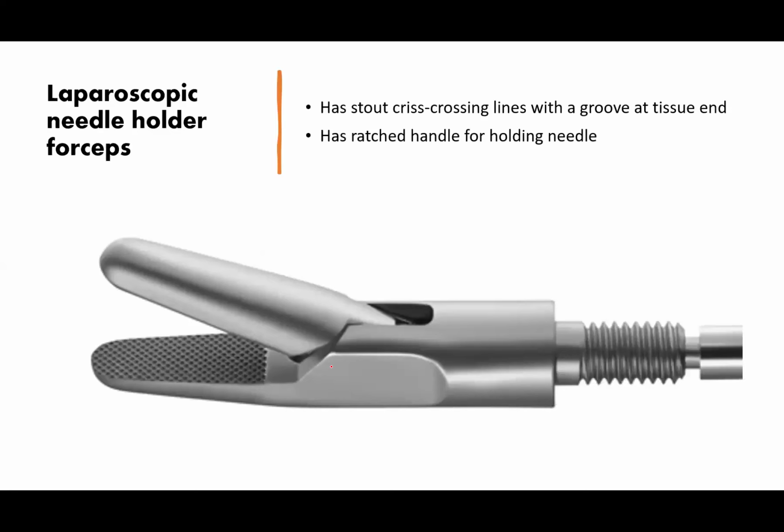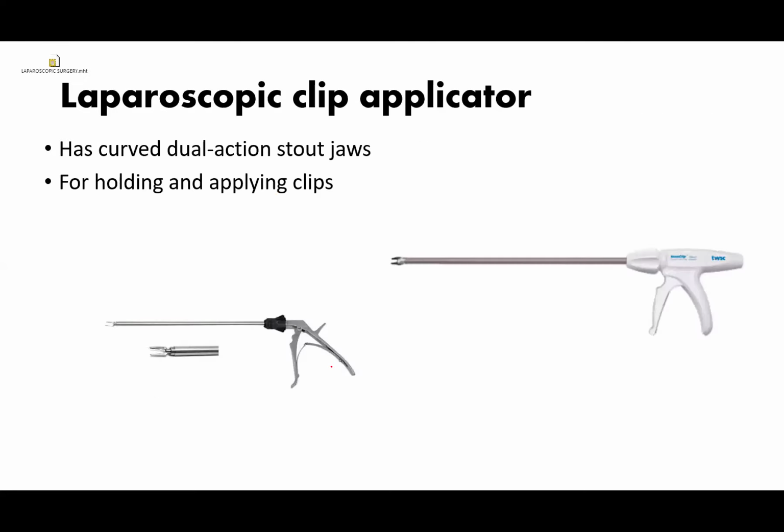Now the needle holder, laparoscopic needle holder. The tip has stout crisscrossing lines with a groove at the tissue end. It's just like the normal needle holder with crisscross serration. It has a ratchet handle for holding a needle.